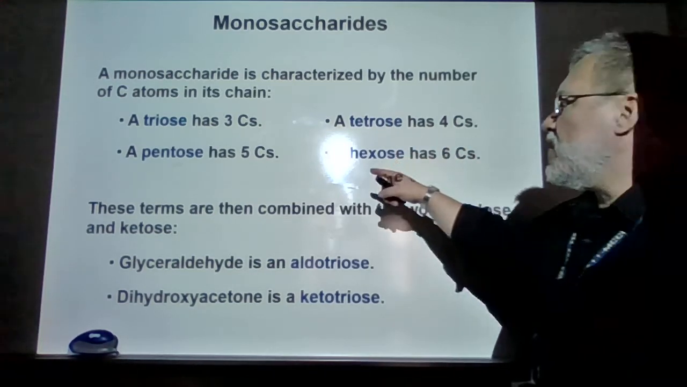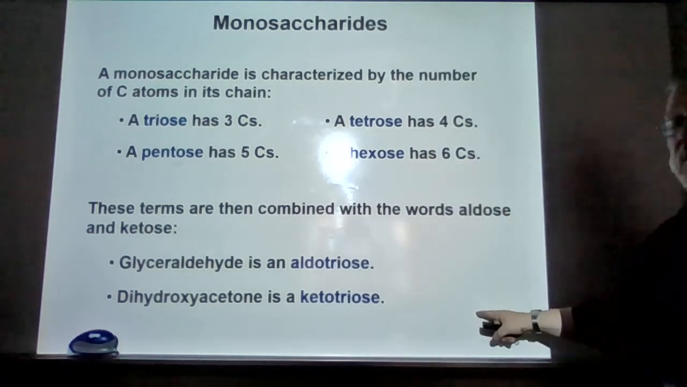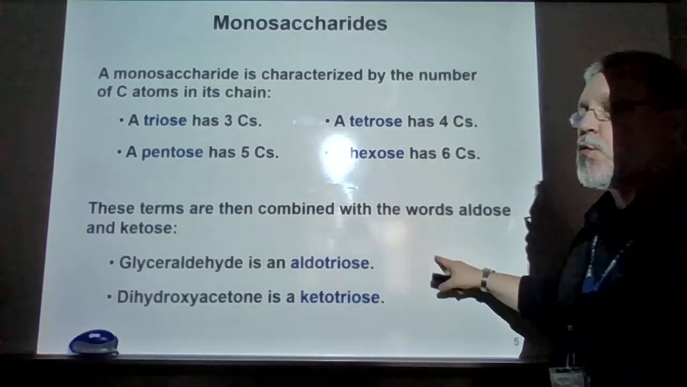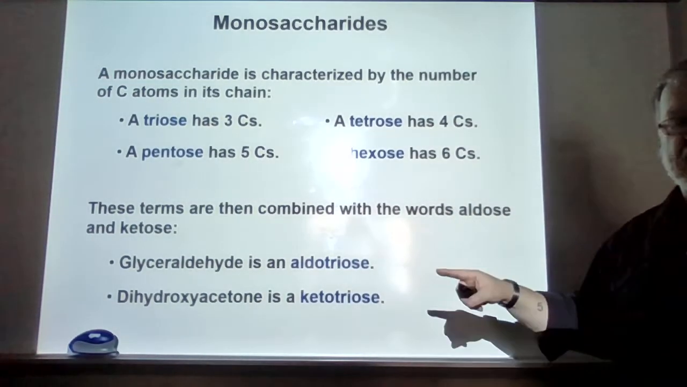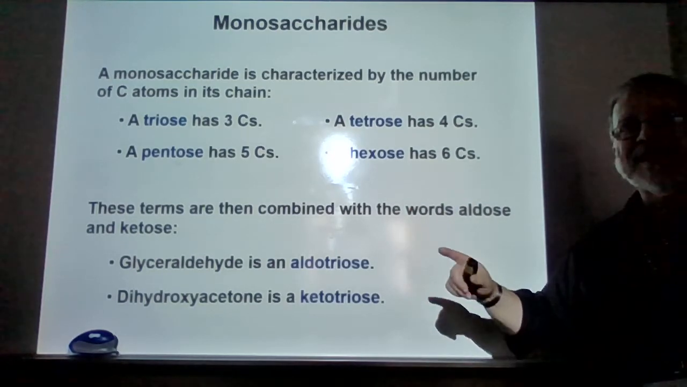Again, triose, tetrose, pentose, hexose deals with the number of carbon atoms. The aldo or keto deals with where the C double bond O is at. If it's at C1, it's an aldo. If it's at C2, it's a keto.